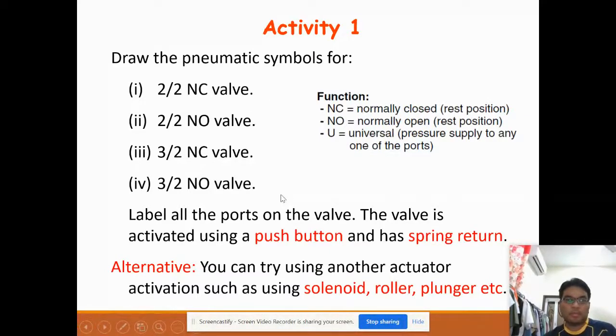of the spool valve. The question asks to label all the ports on the valve. The valve is activated by the push button and has a return spring. You can also try alternatively by using another type of actuator activation, like the symbols in the previous slide, using the solenoid, a roller, plunger, etc.